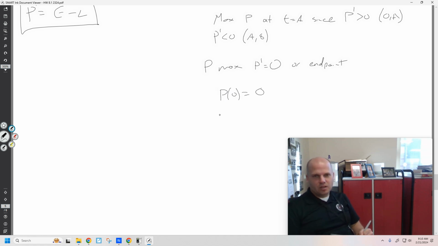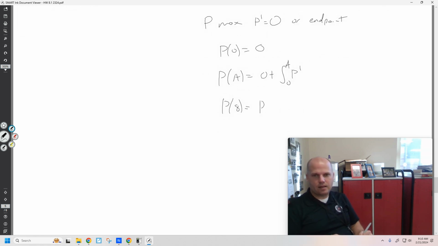Cool. P of 0 is 0. P of A would equal 0 plus the accumulation of your derivative, or your accumulation of E minus L's. And then P of 8 equals P of A plus your accumulation from A to 8.